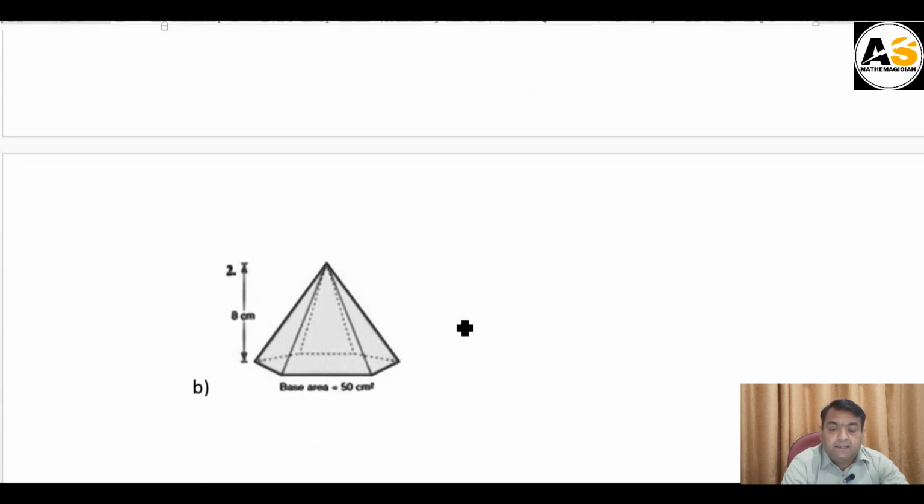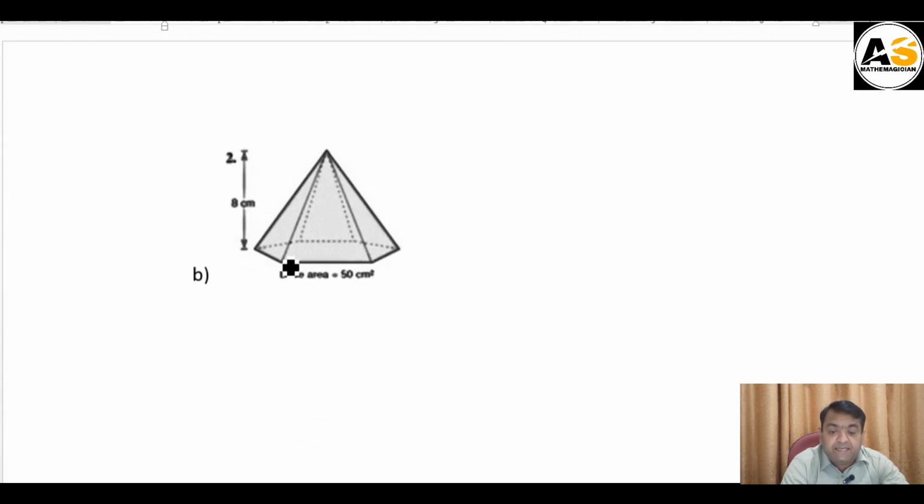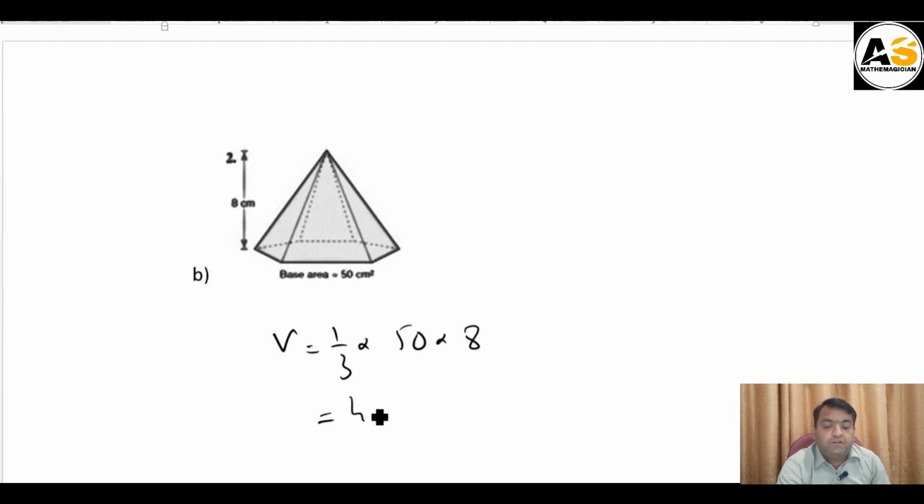Next, we are given the base area of this hexagon, which is 50 centimeter square, and its height is given 8. So its volume will be 1 by 3 into base area into 8. 400 over 3 centimeter cube.